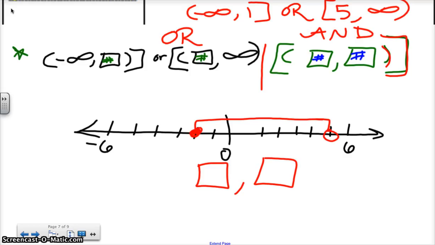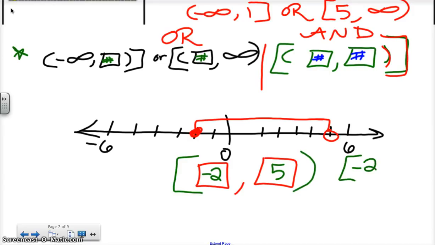My first number is what? What's my first number? -2. What's my second number? 5. Brackets. Do I have a bracket or parentheses by -2? Bracket, because it's colored in. Do I have a bracket or parentheses by 5? Parentheses, because it's not colored in. So final answer would be [-2, 5).